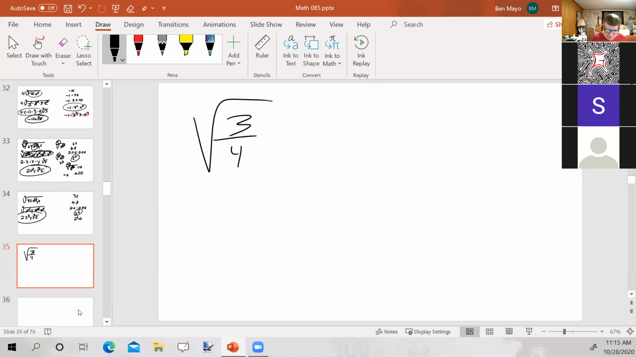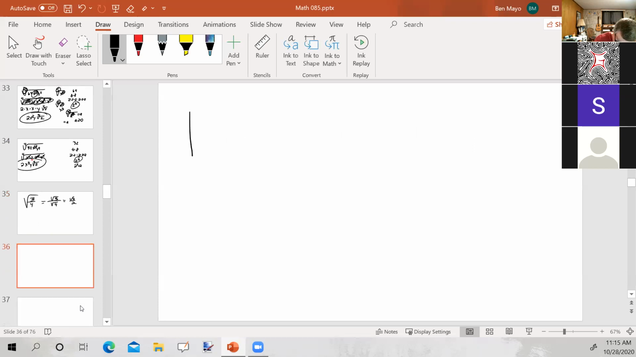let's say I've got a fraction under a radical. Recall that I can pull it apart. And in fact, I could do that. Because the square root of 4 is 2. Any questions there? All right. How about this one?